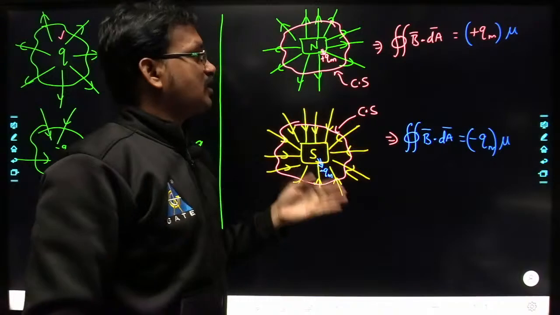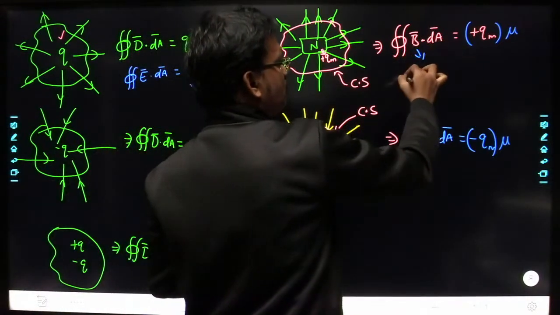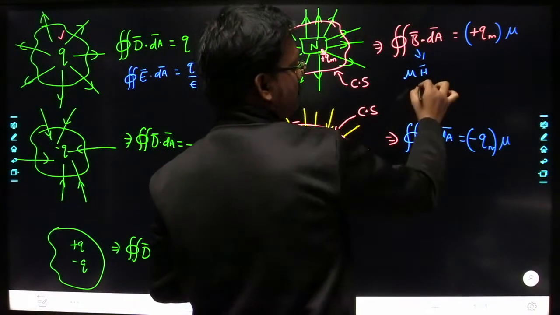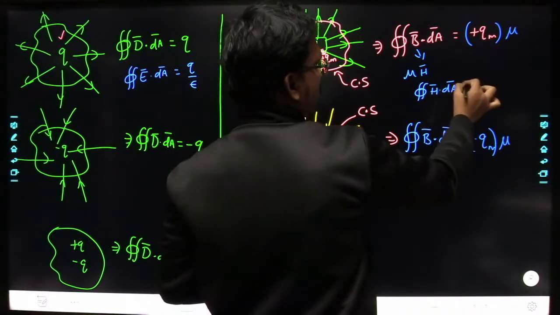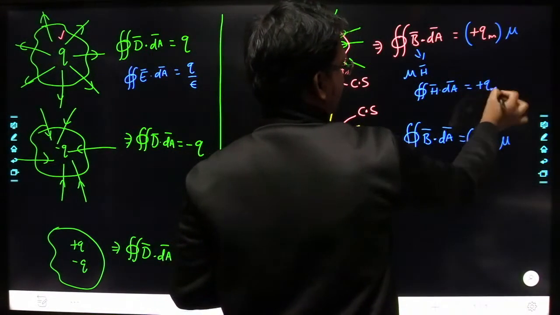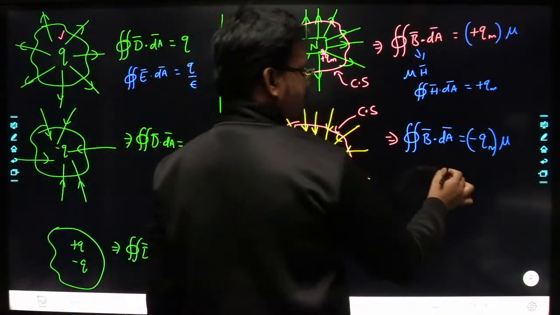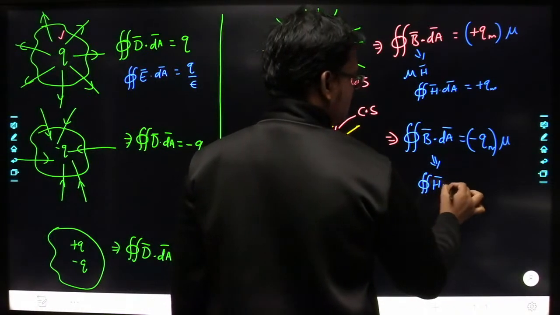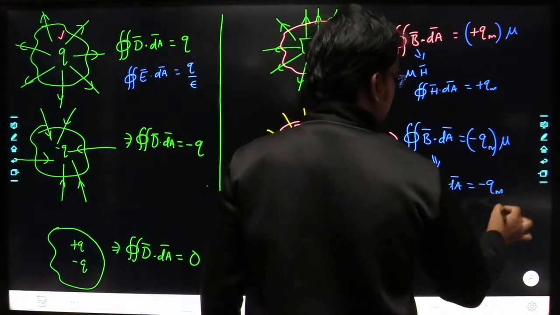So if you represent in terms of H bar here, that means B bar is equal to mu into H bar. If you represent in terms of mu into H bar, then you are going to get closed surface integral H bar dot dA bar equal to what? In this case you can write plus QM. Understood? So if I represent in terms of H bar dot dA bar, in this case I can write simply this as minus QM.